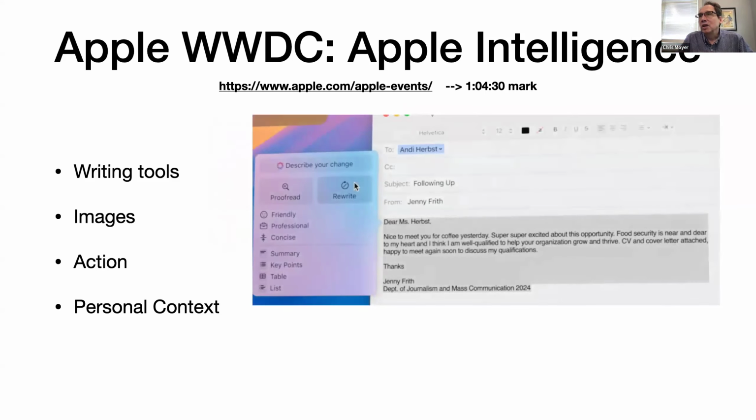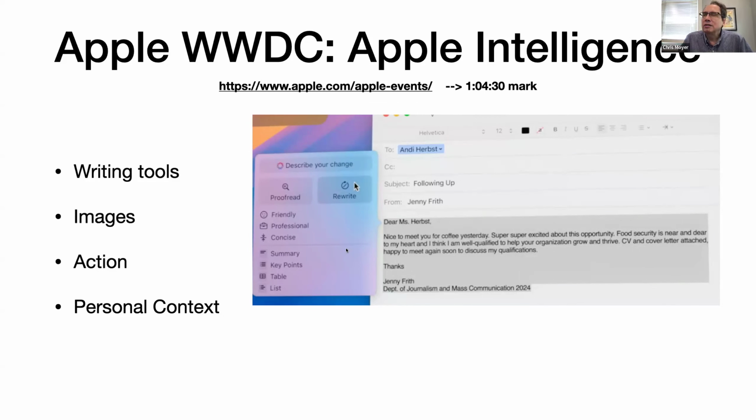If you are writing an email, you can say, you know what, I need to proofread it or rewrite it to be more friendly or professional or concise, or do key points or a list, or what have you. So you can just sort of do some word vomit onto your email and it'll sort of figure stuff out for you depending on what you're up to.